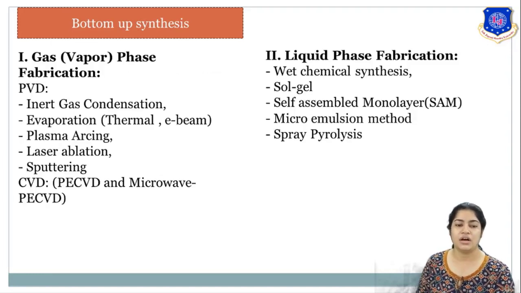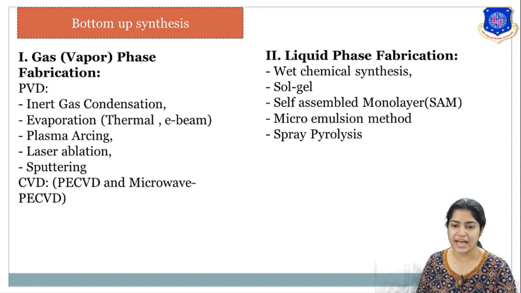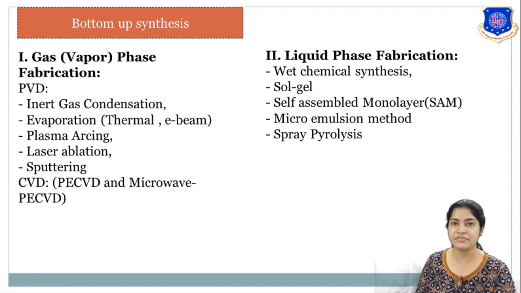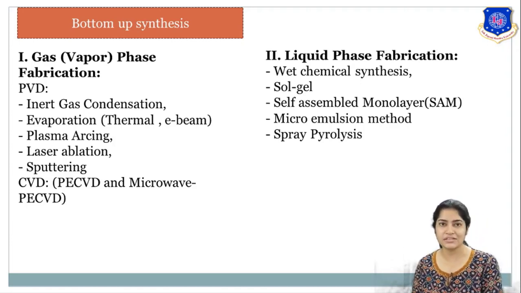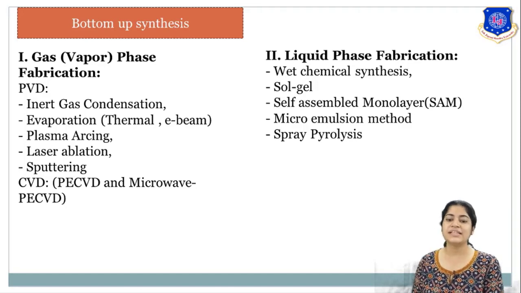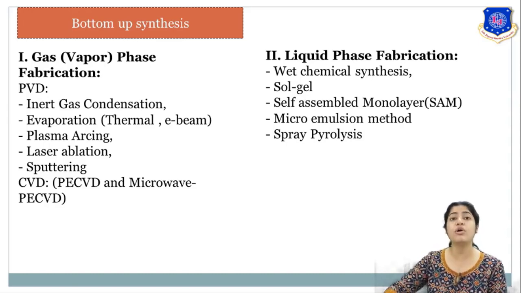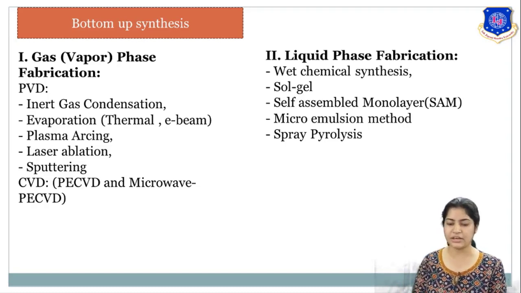So now another classification of your bottom-up synthesis is based on the phases, right? What we saw is that the starting phases can be gas or liquid. For gas phase fabrication, what do you have? Physical vapor deposition and chemical vapor deposition. Whereas for liquid phase, what are the techniques? You have wet chemical synthesis like sol gel, self-assembled monolayer, microemulsion method, spray pyrolysis, etc. So this is the classification in the bottom-up synthesis approach based on the phase of the starting material.